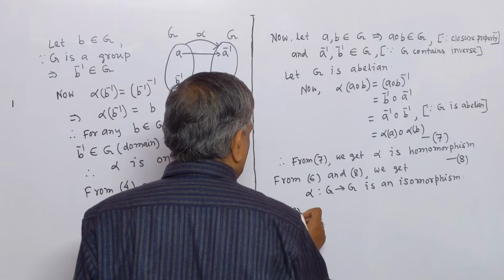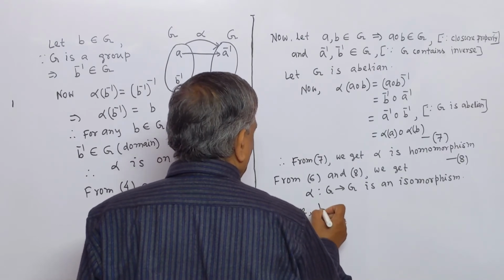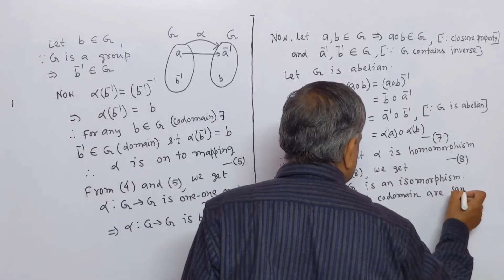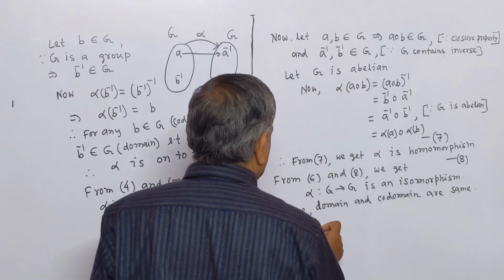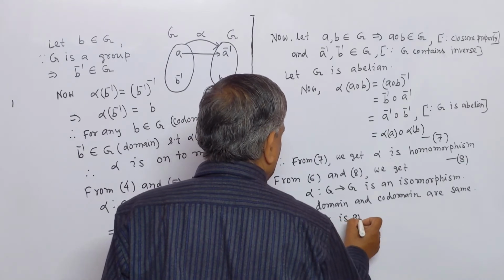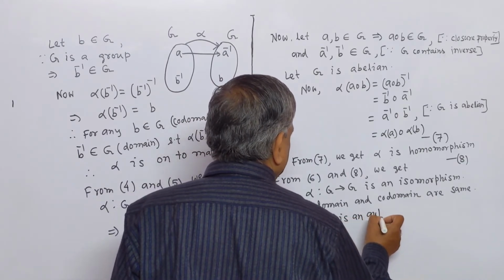Here domain and codomain are the same. Therefore, alpha is an automorphism.